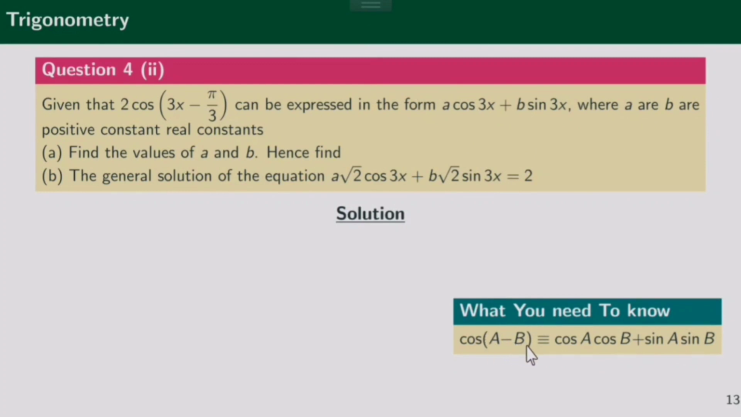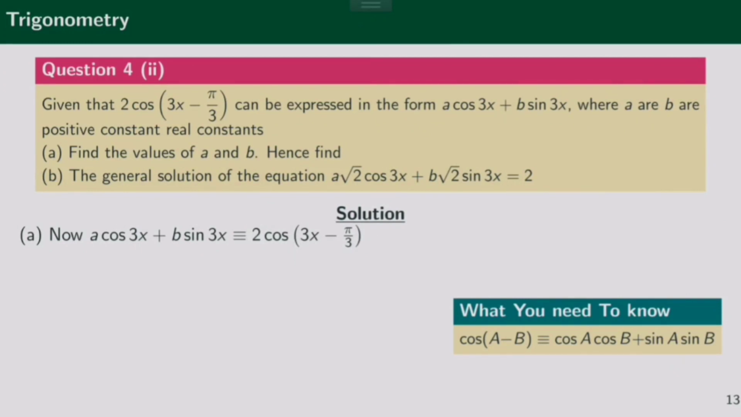Now, what do you need to know? Cos A minus B is equivalent to cos A cos B plus sin A sin B. So this is a trigonometry identity which is found in your formula booklet. And of course, when you solve regularly, you know it offhand. You must not open your formula booklet all the time to check them. So that is it. Now, A cos 3x plus B sin 3x is equivalent to 2 cos into 3x minus pi on 3. So I've taken the left hand side and equated it to the right hand side.